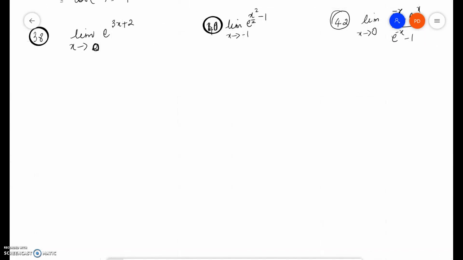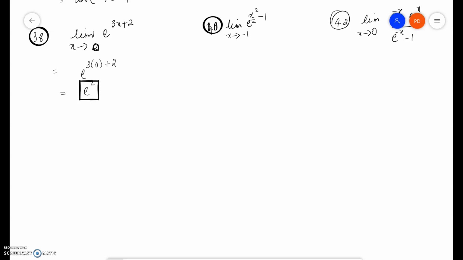Now here we have some examples with exponential functions. The first thing that we always try is substitution. If substitution doesn't work, that's when we try other techniques. So let's try substitution. So it's e to the 3 times 0 plus 2. 3 times 0 is 0. So that's e squared. That's all there is to it.